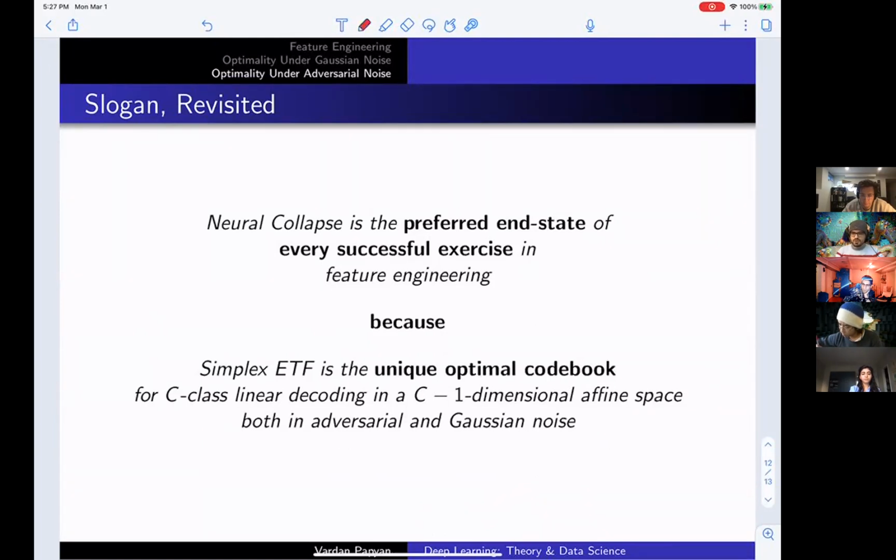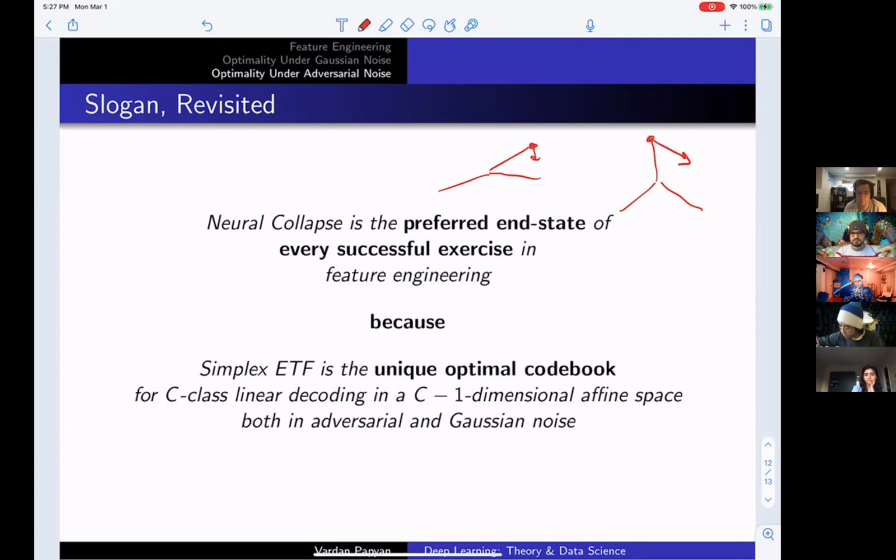So maybe I can show you a very simple illustration for why this is optimal. A simplex ETF looks like this, right? Imagine if you had something like this. This would not be optimal in terms of adversarial robustness, right? I think Amireza even said this in the previous lecture, just intuitively. Because here you would be able to misclassify very easily, with a very small perturbation. Whereas here you would need a larger perturbation.